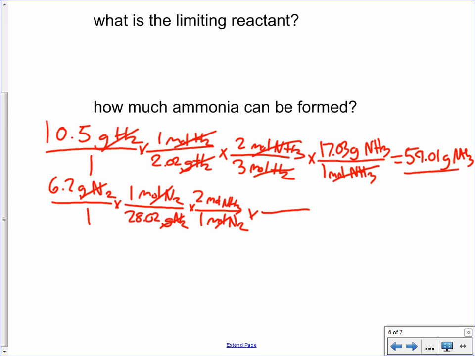Alright. So, last step, for every 1 mole of ammonia, you have 17.03 grams of ammonia.